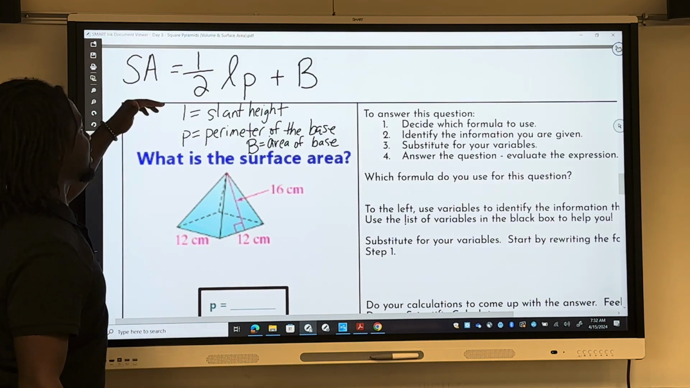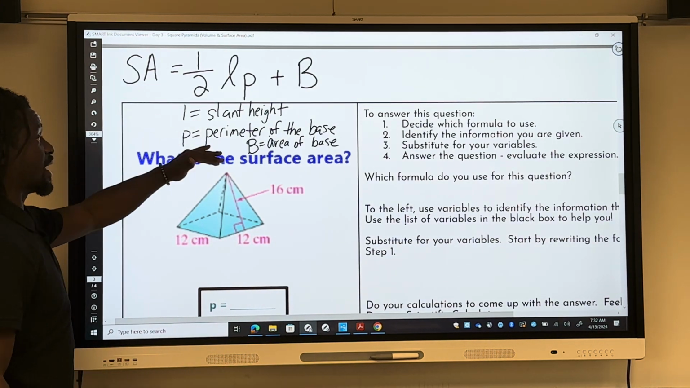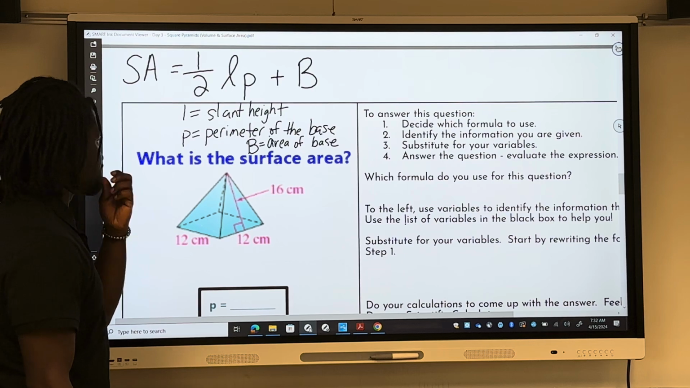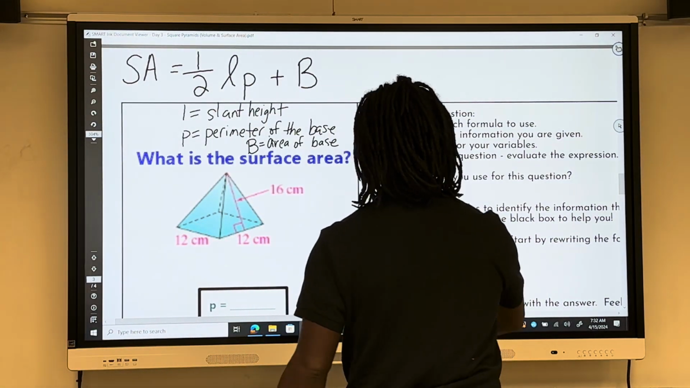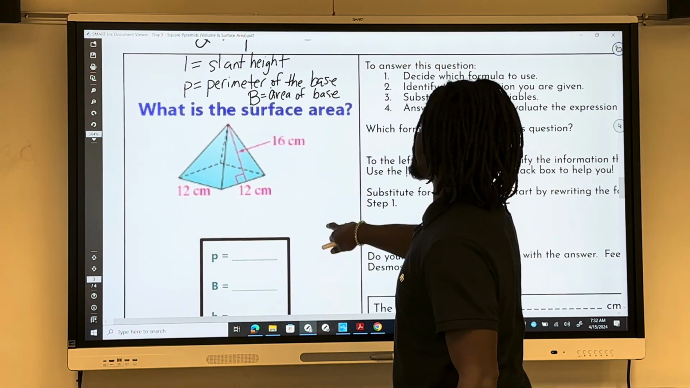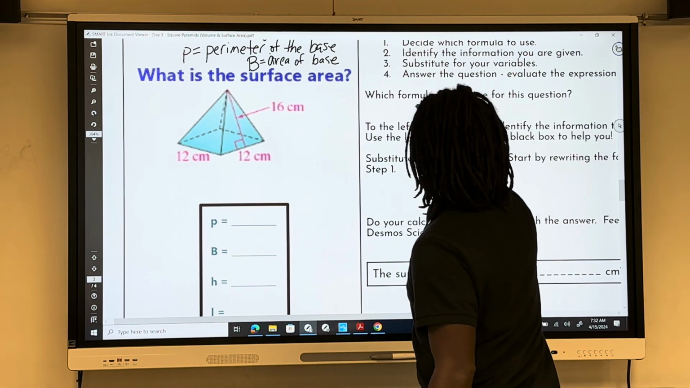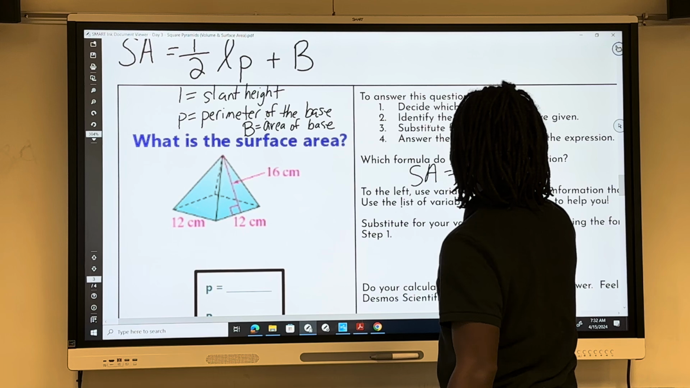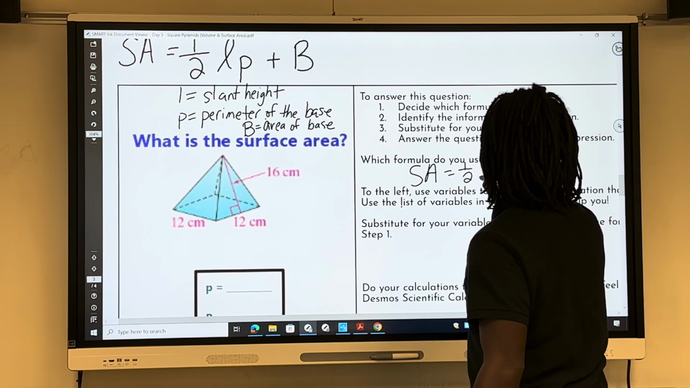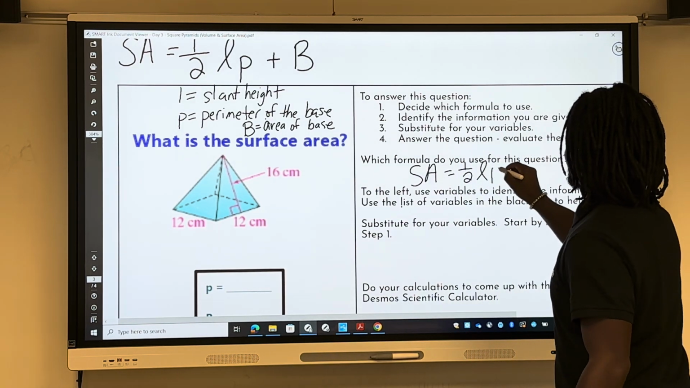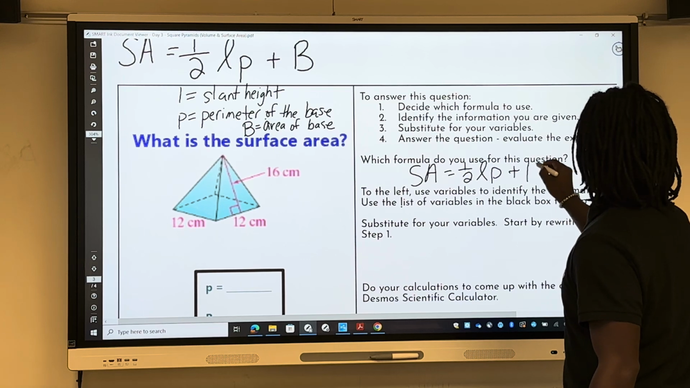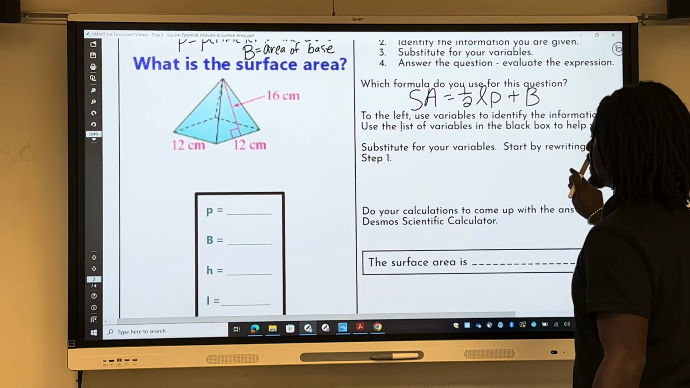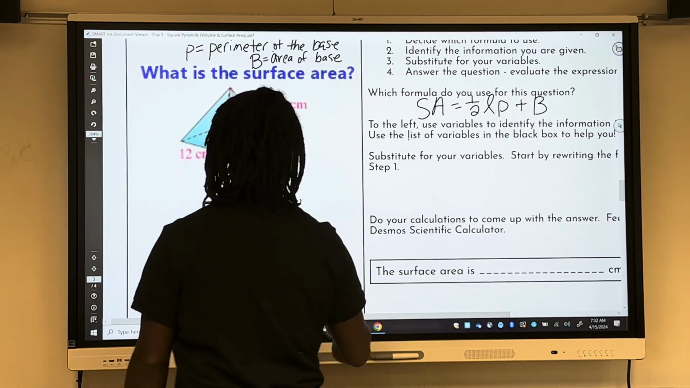So we're going to need the L, the slant height, the perimeter, and then the area of the base, okay? So let's start with this first example. What's the surface area of that figure? Well, the formula is 1/2 times the slant height times the perimeter plus the area of the base, the big B, okay? So now let's figure out what we need.